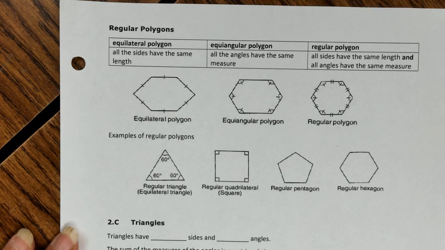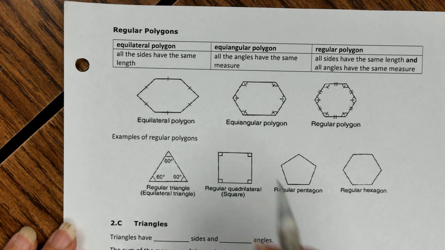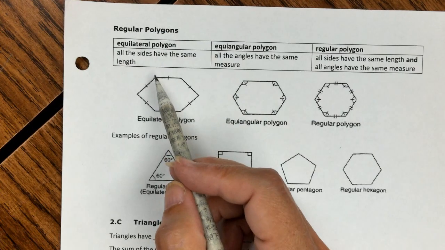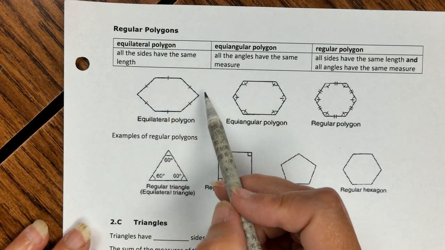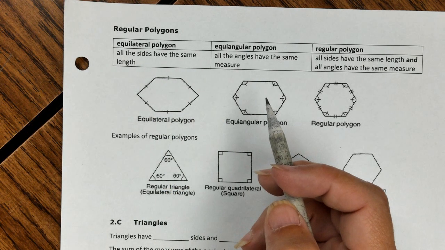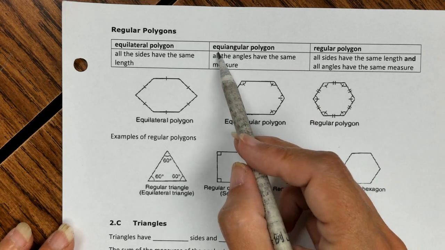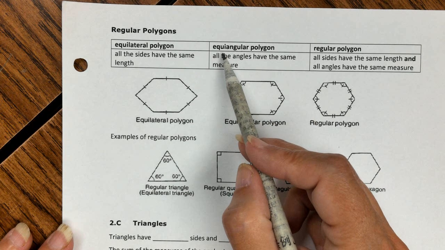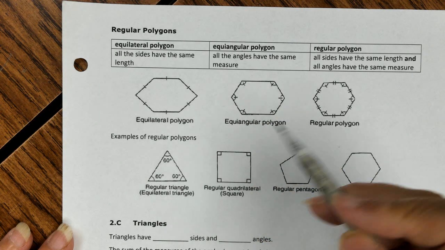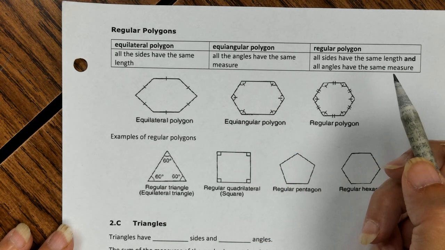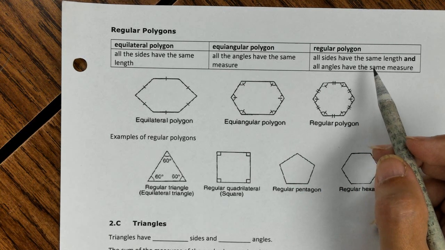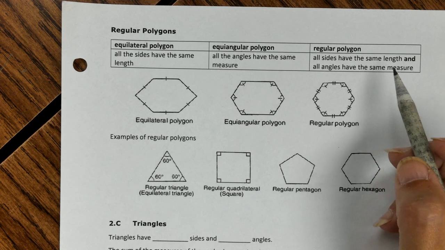Okay, so we have equilateral. Lateral is referring to sides, so that means the sides are all equal, same length. There's little tick marks. Each one has one tick mark that shows they're all congruent to each other. They're all the same length. Equiangular means the angles are equal. Okay, all the angles are equal. That's why each of those little curves has one tick mark. They're all congruent. If it's a regular polygon, it's equilateral and equiangular.